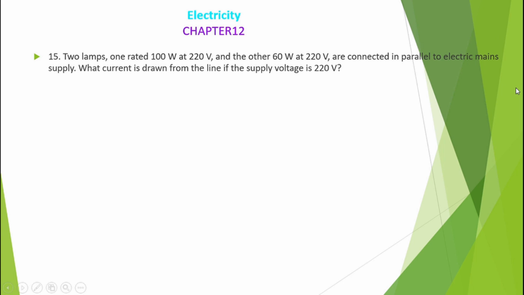See here what he has asked. Two lamps, one rated 100 watt at 220 volt and the other 60 watt at 220 volt, are connected in parallel to the electric main supply. What current is drawn from the line if the supply voltage is 220? So he has two resistors, that means two bulbs. This is R1 and this is R2. This is 100 watt and this is 60 watt.